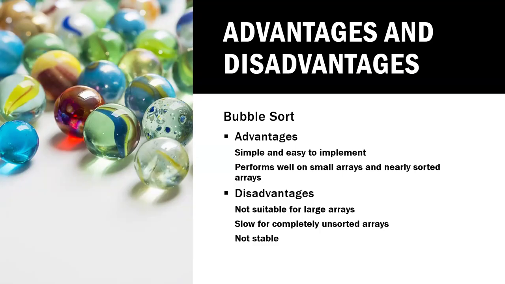But generally, we consider it not to be suitable for large arrays because it is just slow. And if it's completely unsorted, then it's really, really slow because it's doing a lot of processes where it's swapping numbers, right? If it's close to sorted, then it's not swapping as many numbers, so it's a little bit faster. But either way, if it's not sorted at all, the bubble sort just takes a really long time.